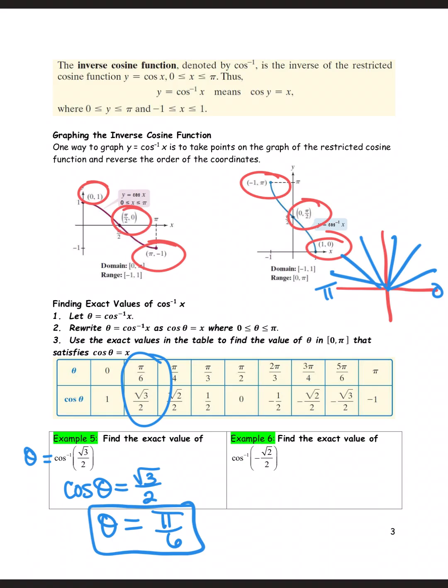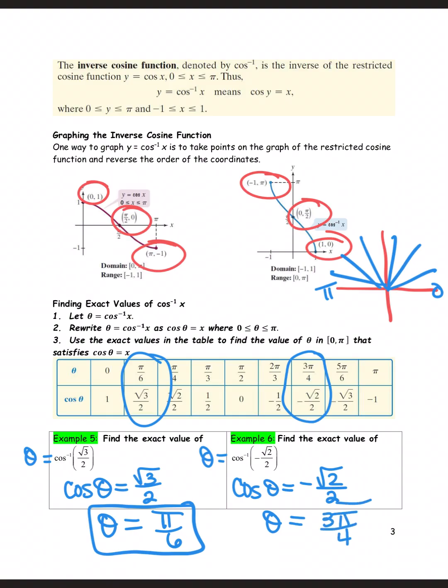Once again, the next one I'm going to find the exact value where the inverse cosine equals negative square root of 2 over 2. So if we say theta equals the cosine inverse of negative square root of 2 over 2, then we have that cosine of theta equals negative square root of 2 over 2. And that occurs at 3 pi over 4. So theta is equal to 3 pi over 4. Once again, you can use the table or the unit circle.